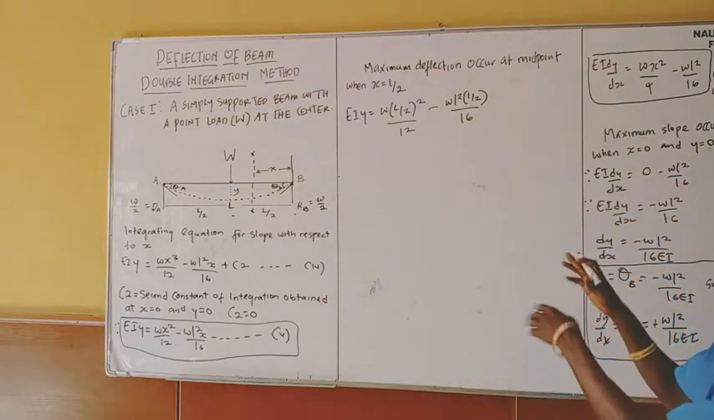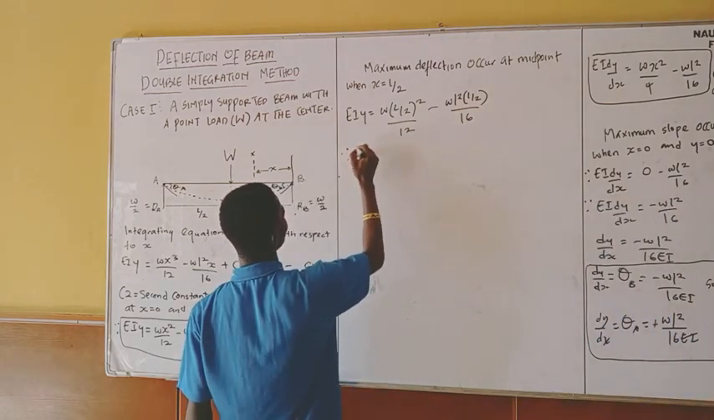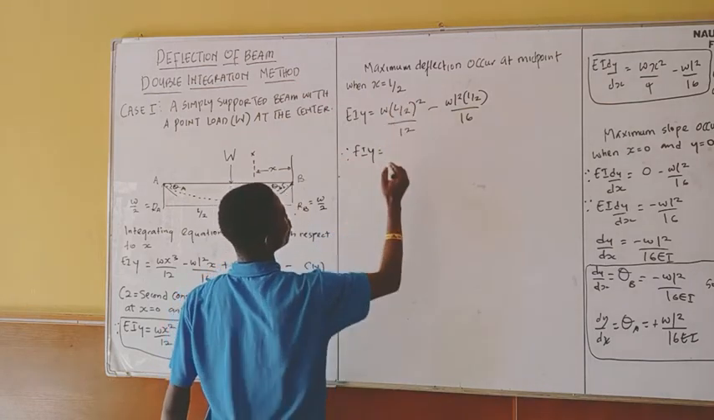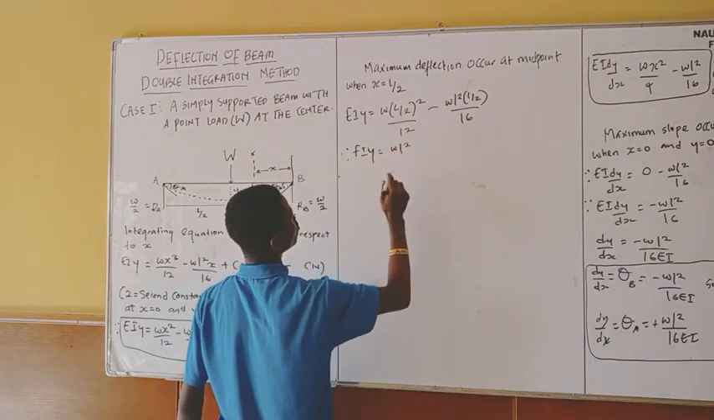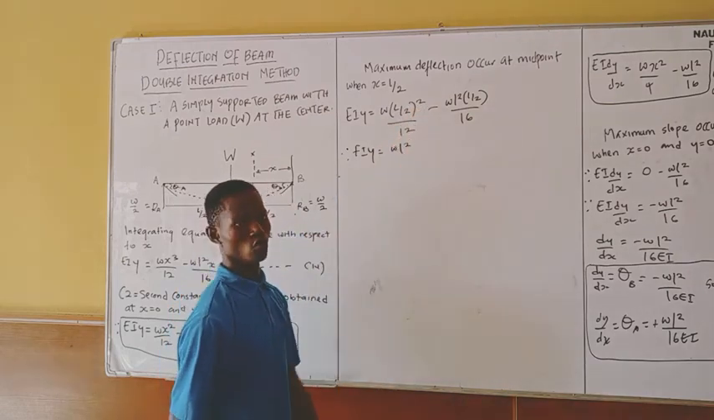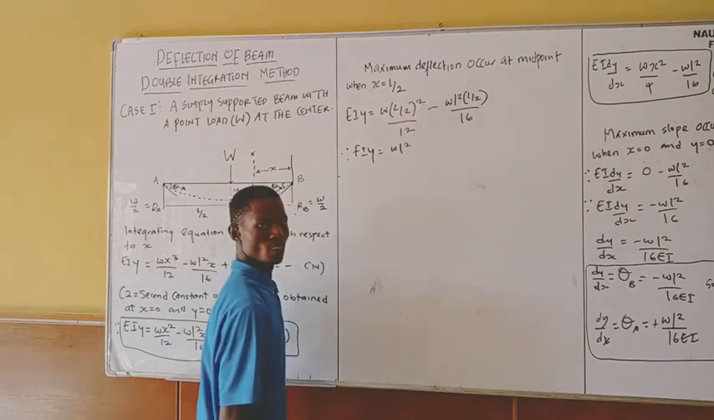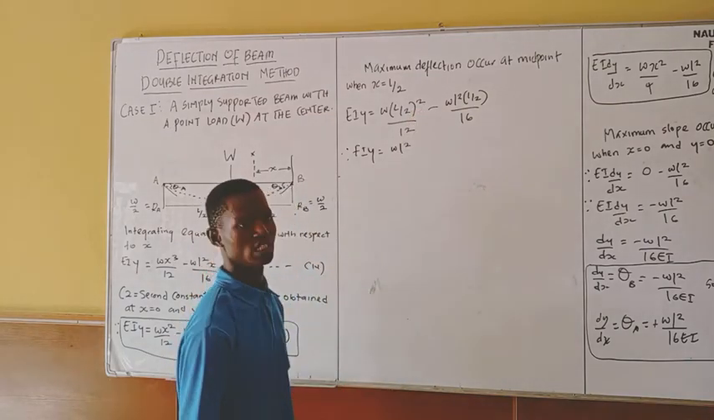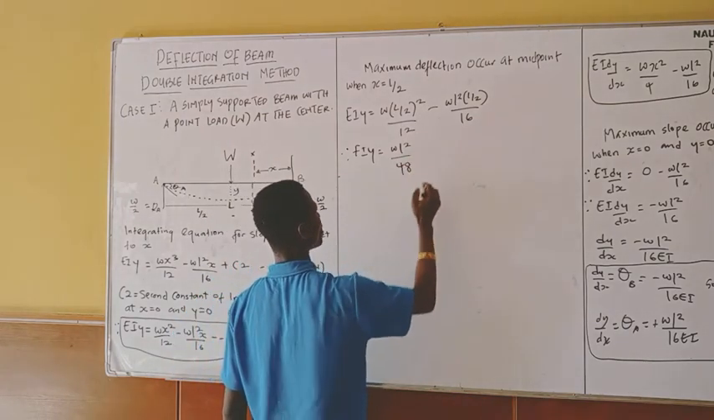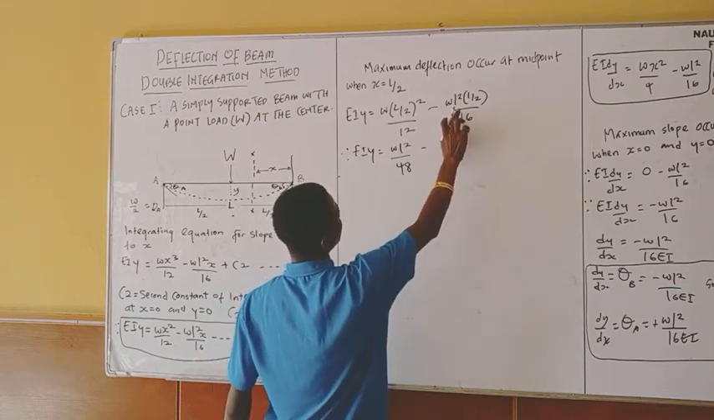So the next thing for me is to simplify this equation. By simplifying, I'm going to be left with EIy. In this case, I'm going to have WL square, this one is 2 square. You understand? Then this is going to multiply your denominator. 2 square is 4, then 4 times 12 is 48. We are going to have 48 here. This is the negative. This one is WL square.